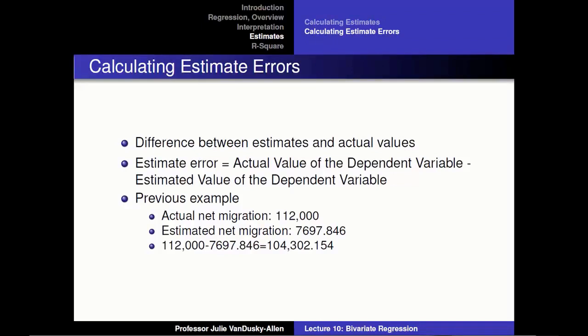Sometimes we want to know how far our estimates deviate from the actual values of the observations. This is known as the estimate errors. To calculate the estimate error, you take the actual value of the dependent variable for a specific observation and subtract the estimate from it. So in our previous example, the estimated net migration was 7697.846. Imagine the actual net migration for that observation was 112,000. So we would calculate 112,000 minus 7697.846, which equals 104,302.154, our error.